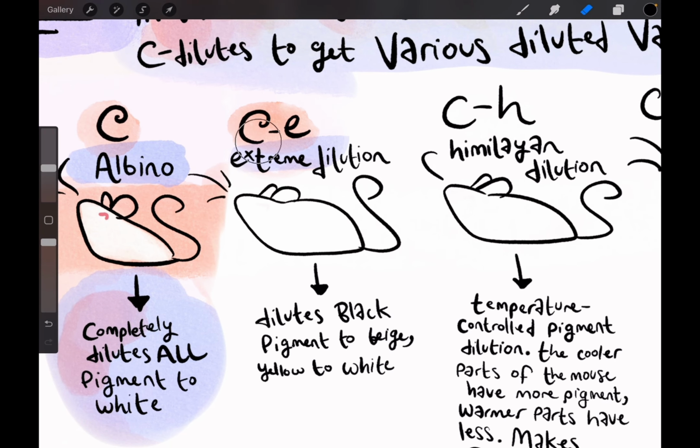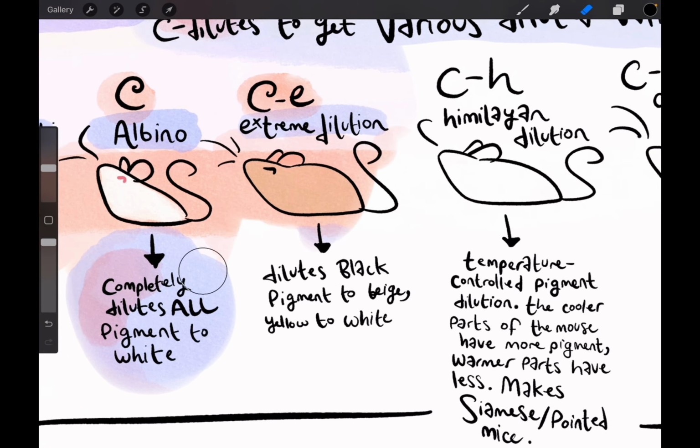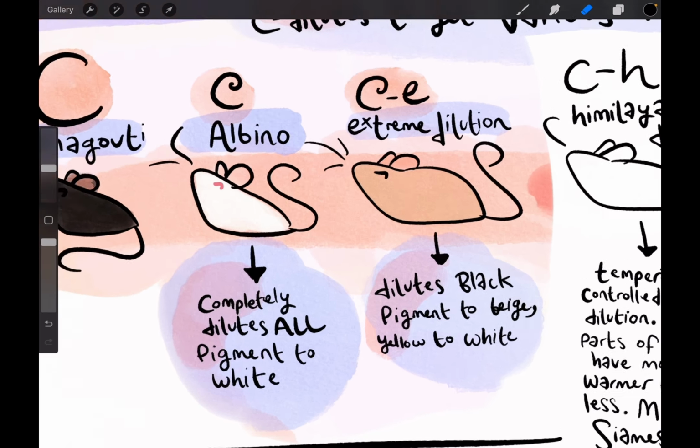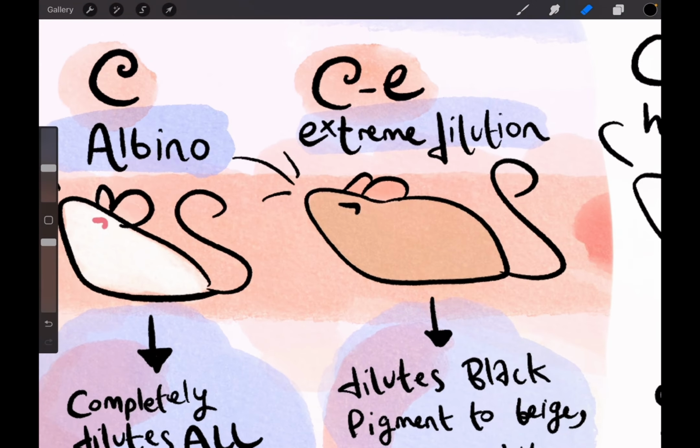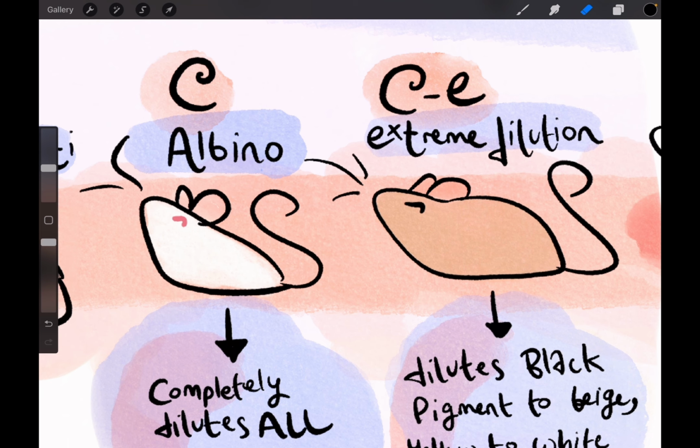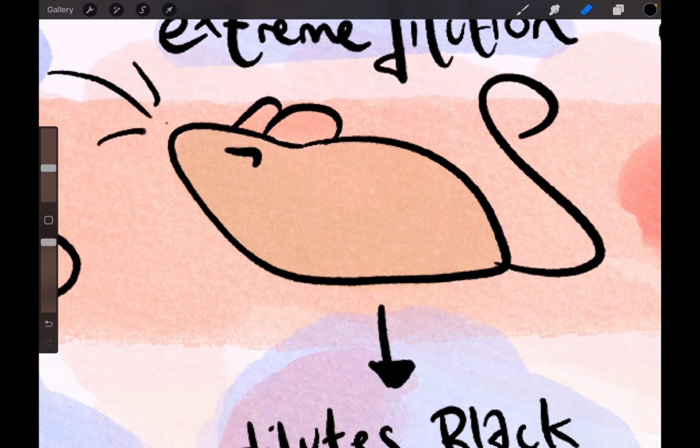Next up is CE. This is extreme dilution, the next most powerful of the C dilutes. And this one dilutes black pigment to beige, which is this color up here, and yellow to white. So, as you can see, slightly less powerful than the albino, because instead of that white, fully diluted pigment, we still have black eyes, and the body is just this soft beige color instead.